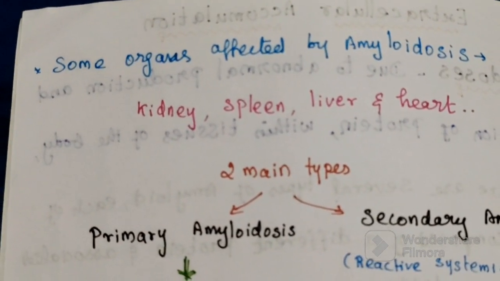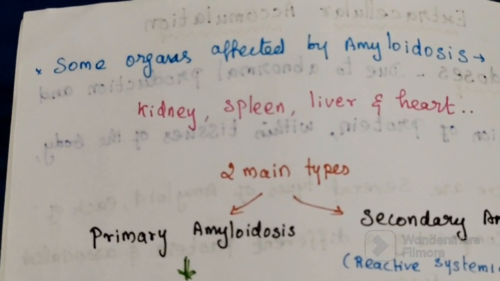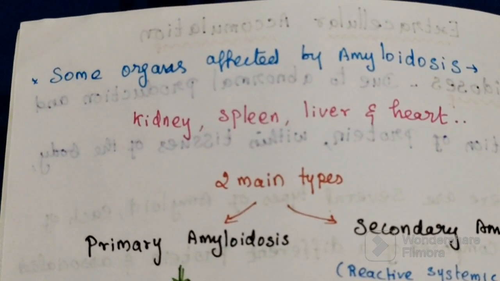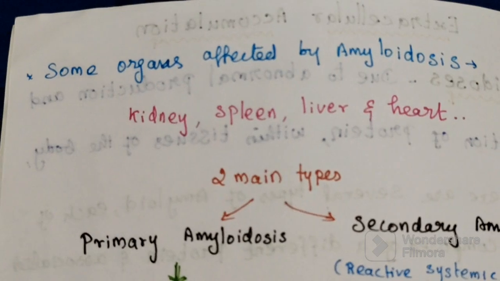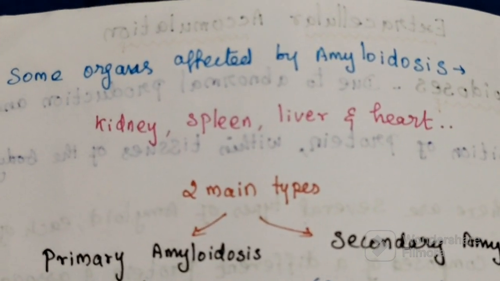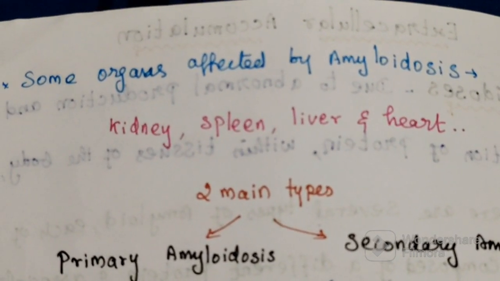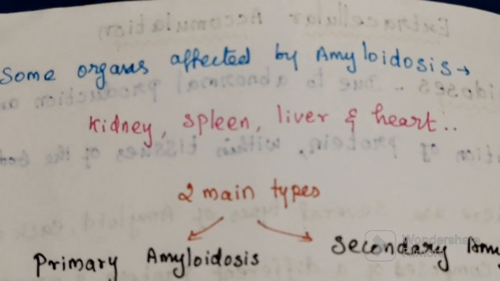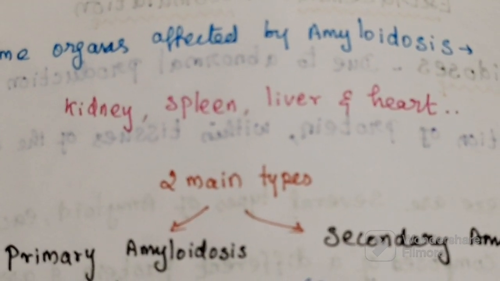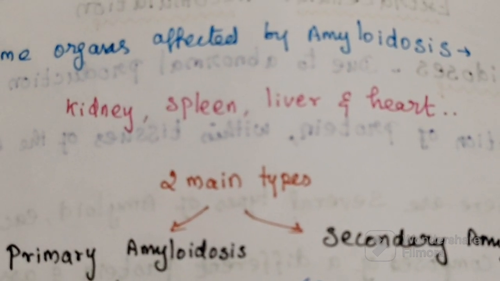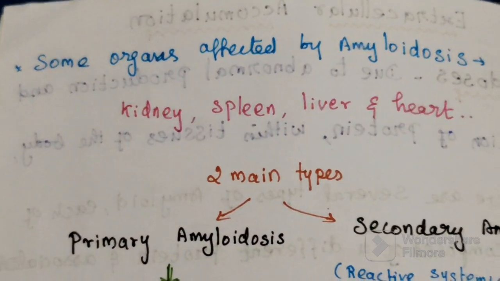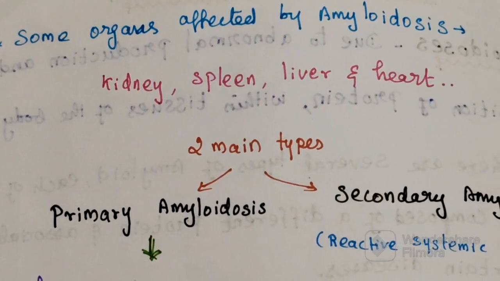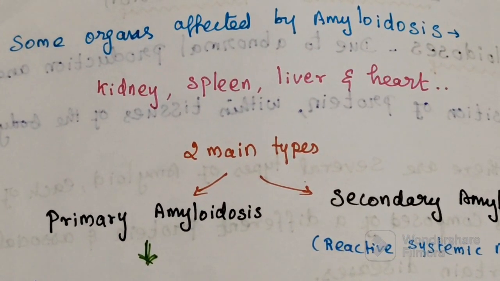Some organs are usually affected by amyloidosis. What are the organs? Kidney, spleen, liver and heart. These are the organs usually affected by amyloid deposition.